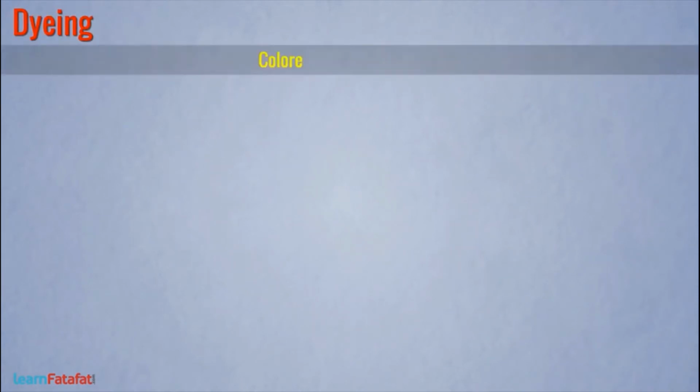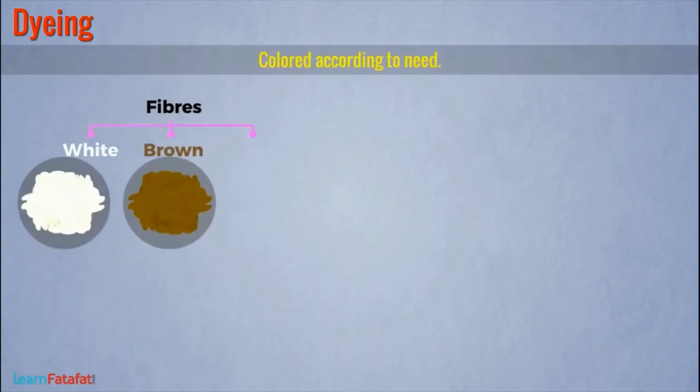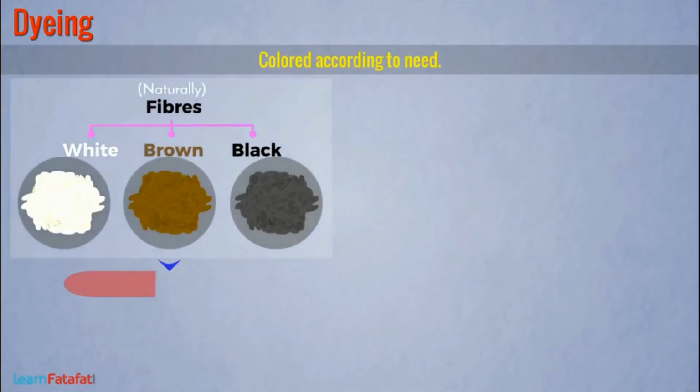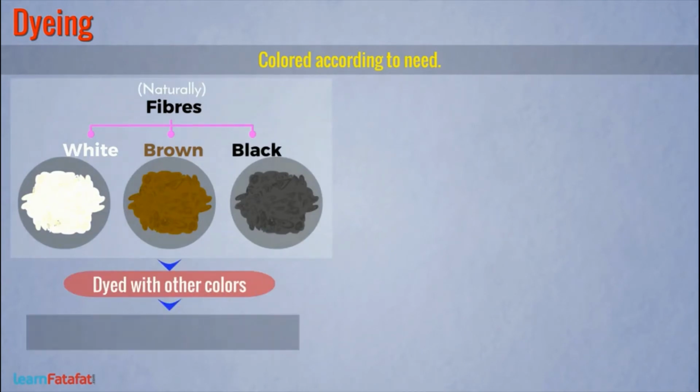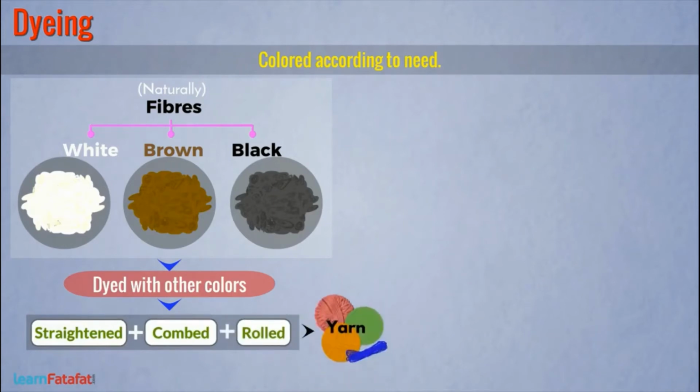The next step in processing wool is dyeing. The fibers are dyed, that is, colored according to need. Since fibers are white, brown or black naturally, other colors are used for dyeing. After dyeing, fibers are straightened, combed and rolled into yarn. This is how a woolen yarn is obtained.